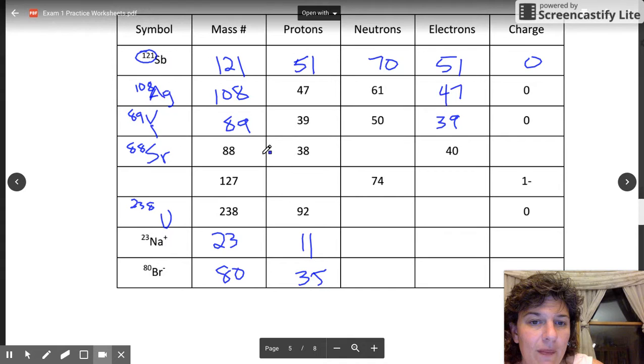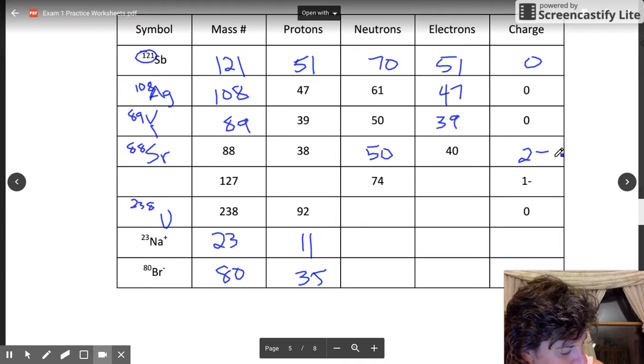Now, strontium. We have a mass number of 88. Our protons is 38, so our neutrons should equal 50, because 88 minus 38 is 50. Now, our electrons are 40, but our protons are 38. So if we do our regular formula of protons minus electrons, or if we just compare, there's 2 extra electrons, so our charge is going to be 2 minus. Strontium, 2 minus on that one.